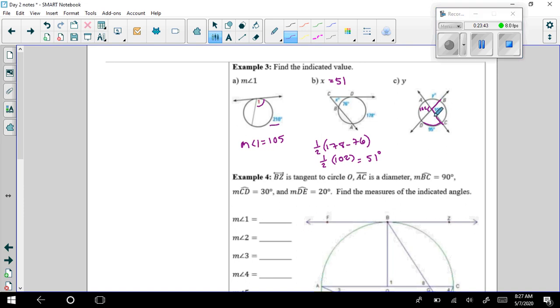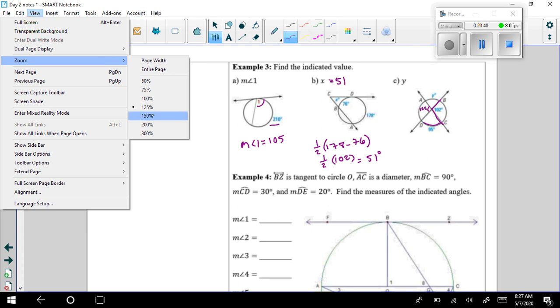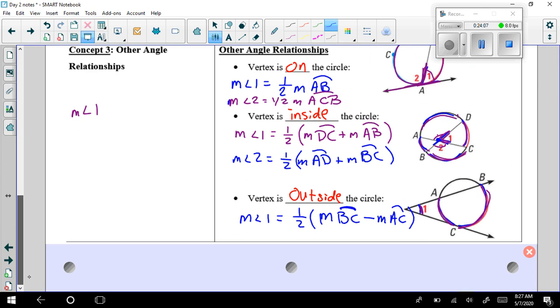This angle in this picture, I should zoom in here. This angle right here, think about your linear pairs, would be 78. And this angle would be 78. And we go back to this rule right here. If we add these arcs together and divide by 2, we get this angle. Both angles, it doesn't matter which one.